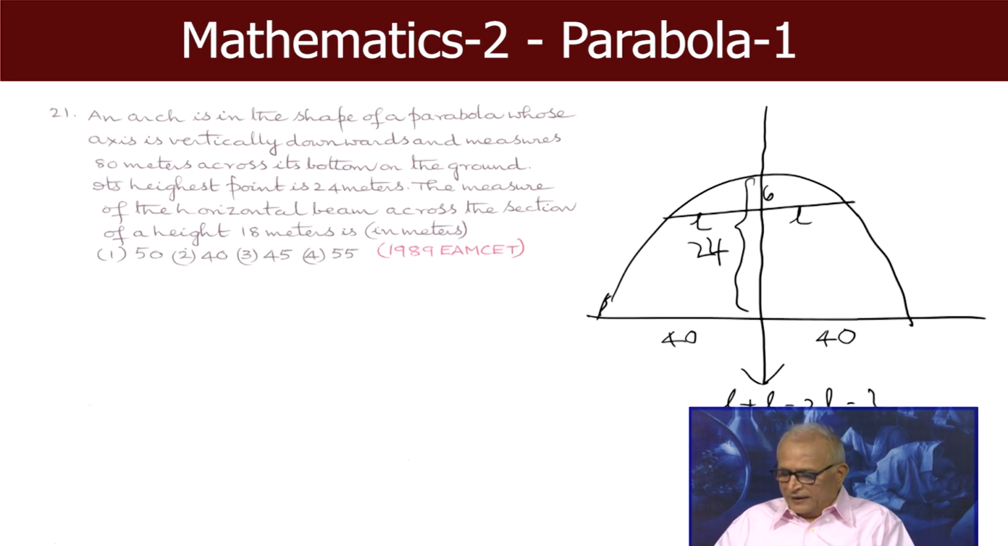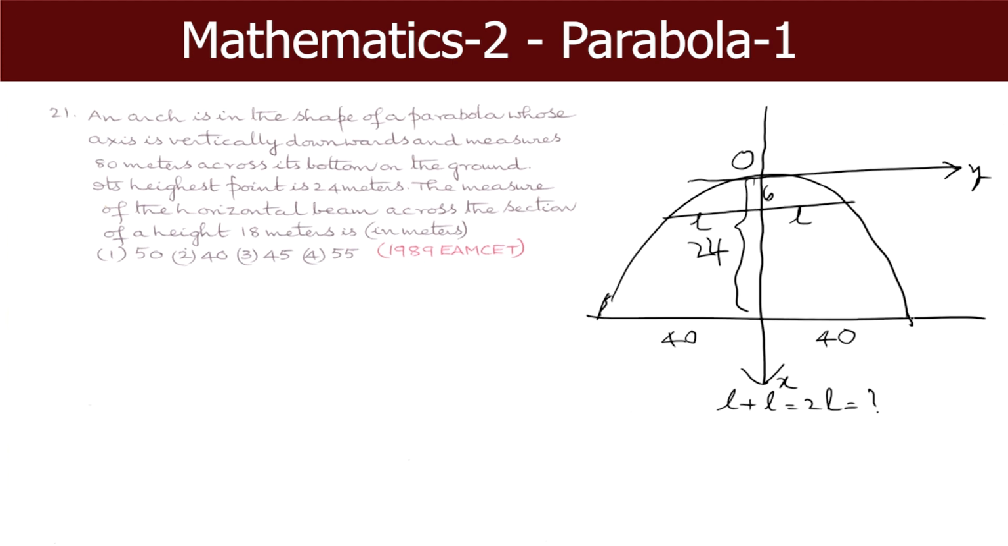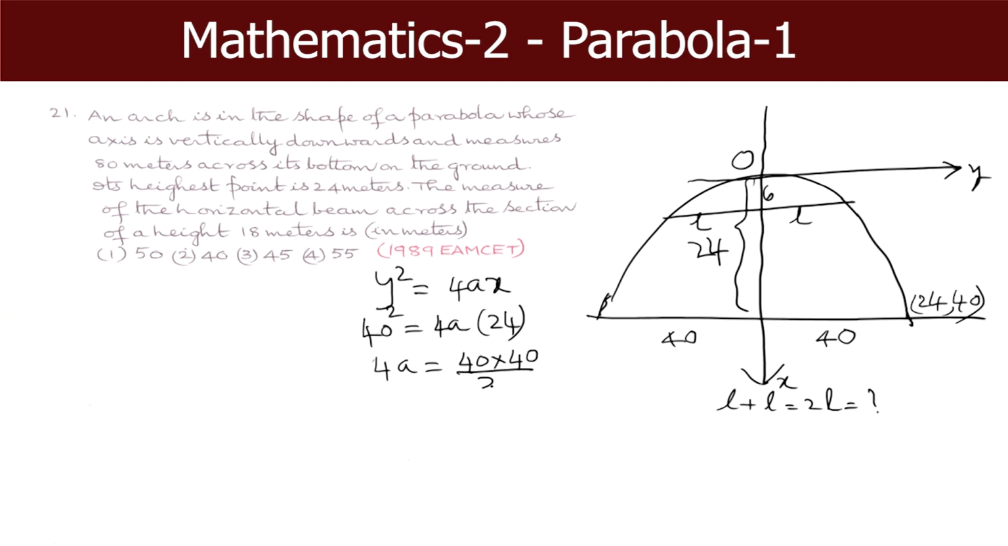ఓకే, దీన్ని ఎక్స్ యాక్సిస్ కింద తీసుకుందాం, దీన్ని మామూలు పెరాబోలా స్టాండర్డ్ వై యాక్సిస్ కింద తీసుకుందాం. ఇది ఆరిజిన్ అవుతుంది ఇప్పుడు. దీని కోఆర్డినేట్స్ ఏమవుతాయి? ఎక్స్ కోఆర్డినేట్ 24, వై కోఆర్డినేట్ 40. పెరాబోలా ఈక్వేషన్ ఏమవుతుంది? y² = 4ax. ఇందులో (24, 40) దీని మీద ఉంది అంటే 40² = 4a × 24. దీని నుంచి 4a = 40 × 40/24. 4 ఒకటి క్యాన్సిల్ చేద్దాం, 400/6. ఓకే దట్ ఇస్ 4a.